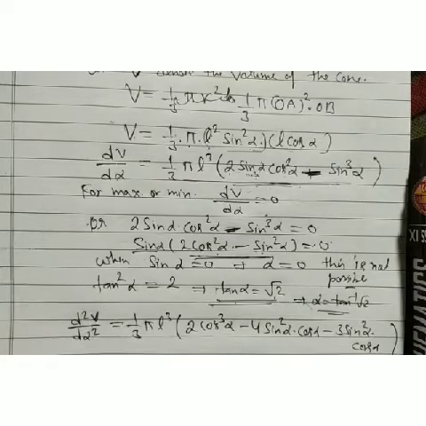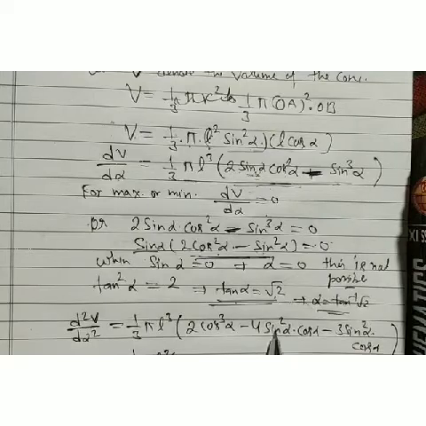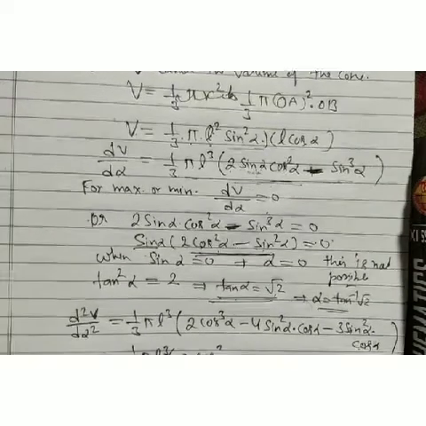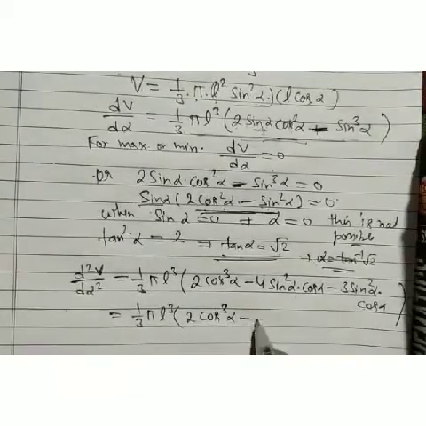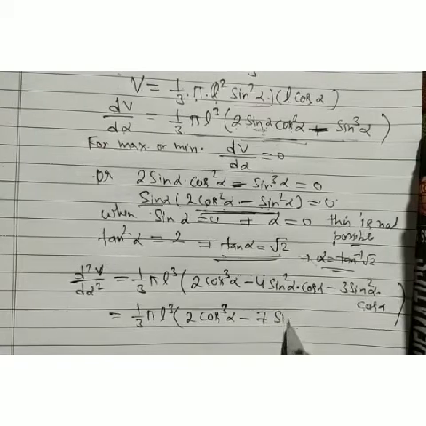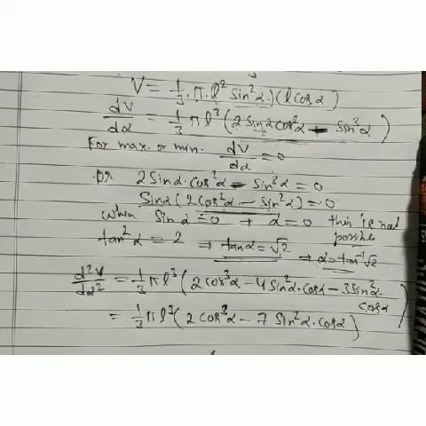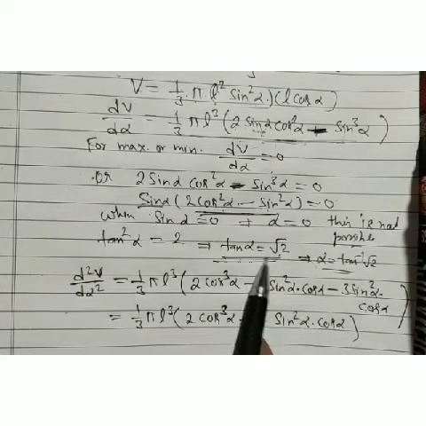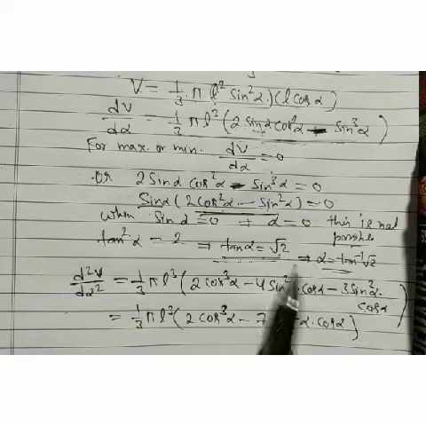Then after simplification, what do we get? 1 by 3 π l cube. It's a sin square α into cos α. Both are the same term. Then after simplification, it's a 2, then 2 cos cube α minus 4 minus 3. What do we get? Minus 7 sin square α into cos α. Look, now we have the value of tan α is root 2. We get here tan α is root 2.